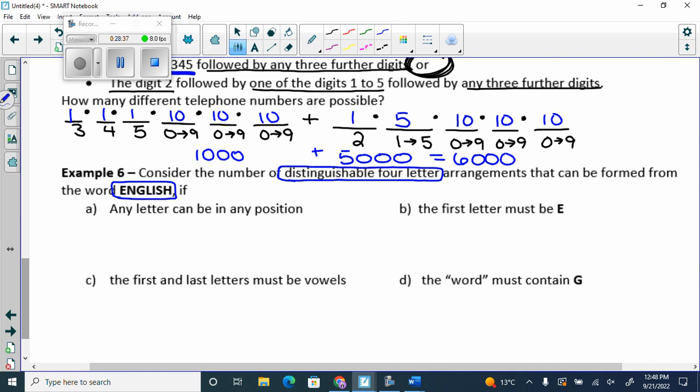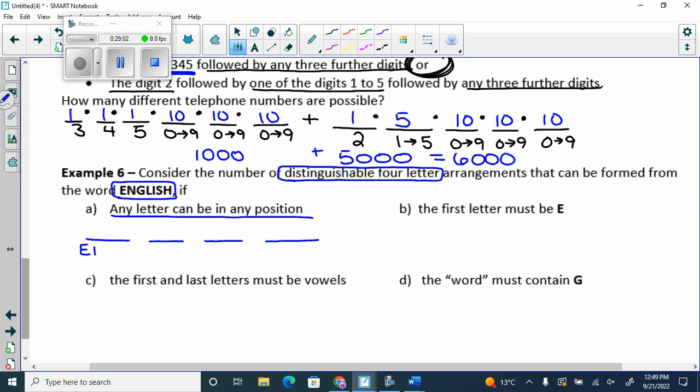We agree? So the first one wants distinguishable 4-letter arrangements of English if any letter can be in any position. So 1, 2, 3, I need 4-letter words, so I'm going to need 4 blanks. Each blank holds a letter, just like each blank held a digit, right? 1 letter in each blank. We agree? So I'm going to show this. After, you're probably not going to have to do this, but I'm going to show it to prove a point.